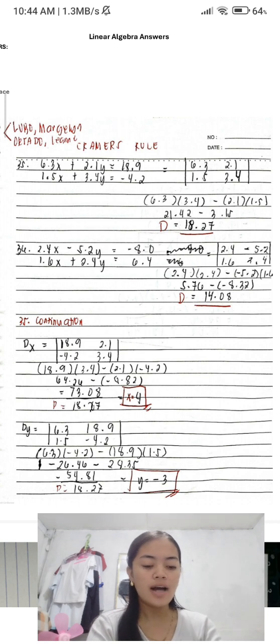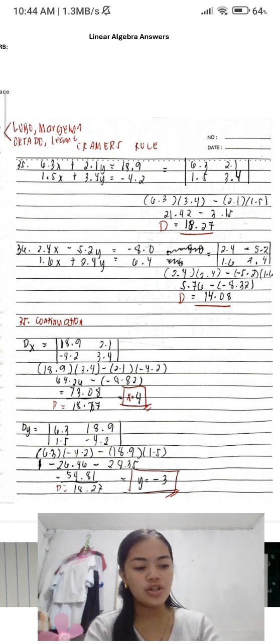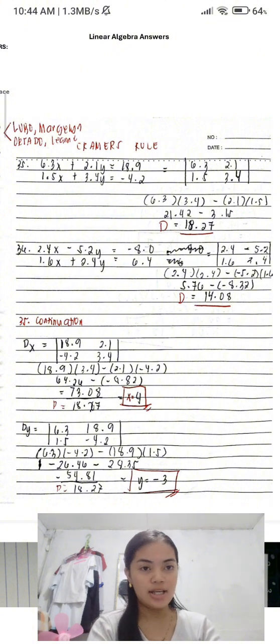73.08. Again, the formula in getting x is Dx over D. That's why we divide the 73.08 by our D, which is 18.27. That's why we have x equal to 4.